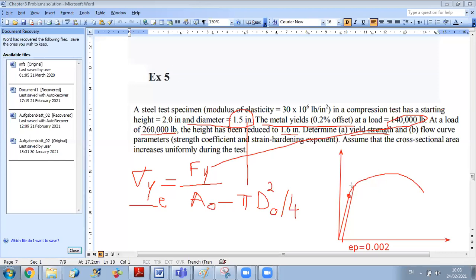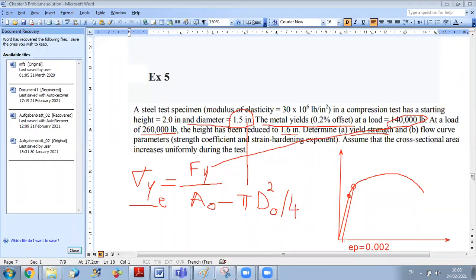And here, it seems that there is a difference because I drew it a little bit big for you to see it. But in a real case, this line is very, very close to the elastic line. If you put it to scale, it will be nearly like this. So the point you will get will be nearly here. But just for you to see, I made a small difference.